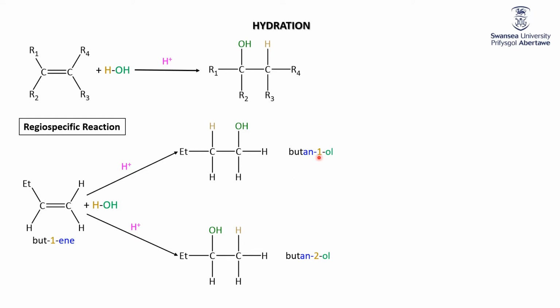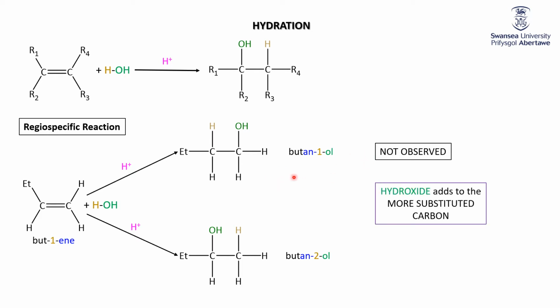Okay. Now, while you might observe a teeny little bit of the butan-1-ol, we're going to be very general and say that's not observed. Okay, because the hydroxide adds to the more substituted carbon. Here, there's carbon 2, you've got the ethyl on it. Hydroxide adds to the more substituted one. That is, of course, an example of Markovnikov's rule. So water adds across a double bond in the presence of the acid catalyst according to Markovnikov's rule.